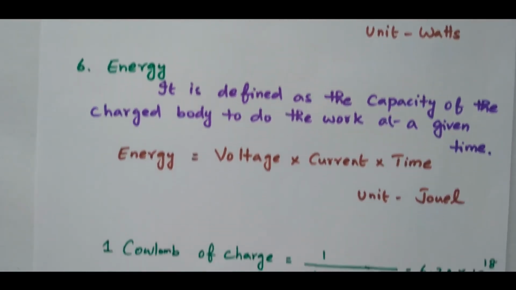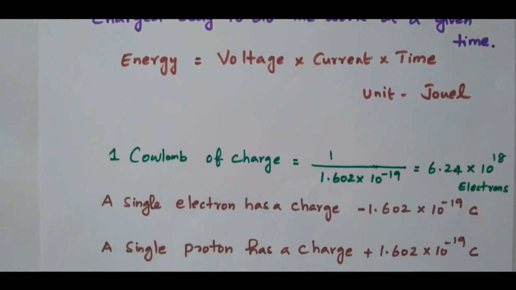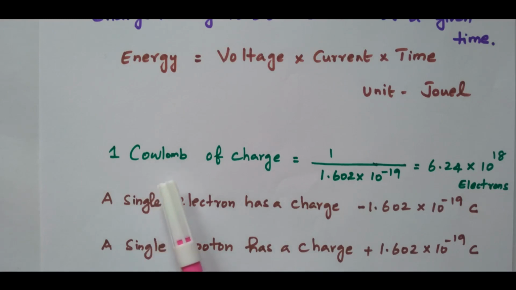Next we'll see the charges. What is the general term for the charge? So 1 coulomb of charge equals 1 divided by 1.602 into 10 to the power minus 19. Universally, it is a constant. The 1 coulomb of charge is this value. So 1 divided by that is nothing but 6.24 into 10 to the power 18 electrons. That is 1 coulomb of charge.